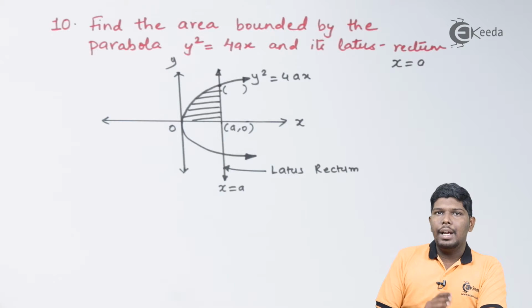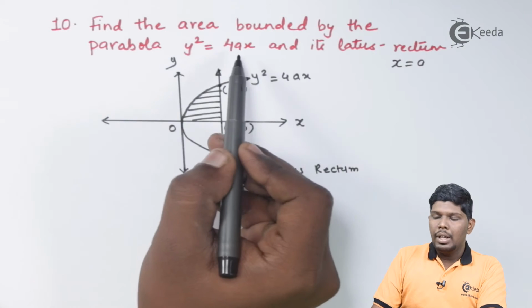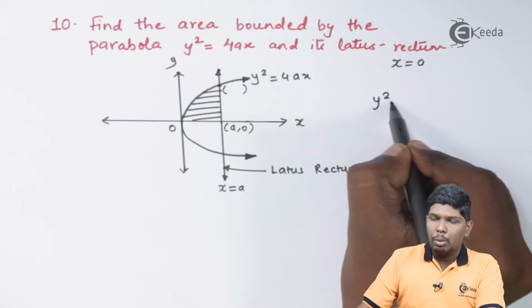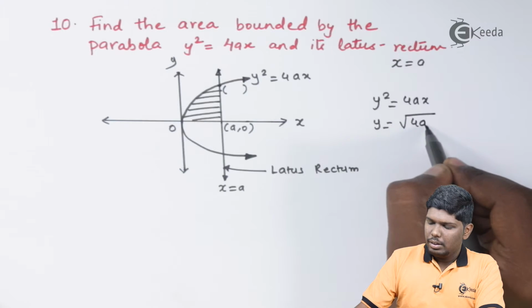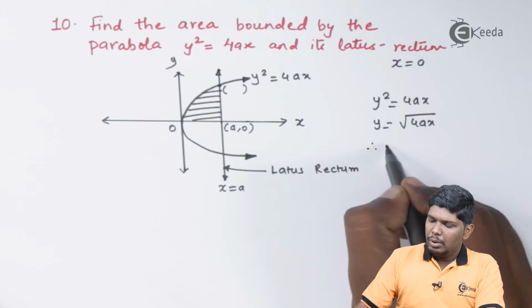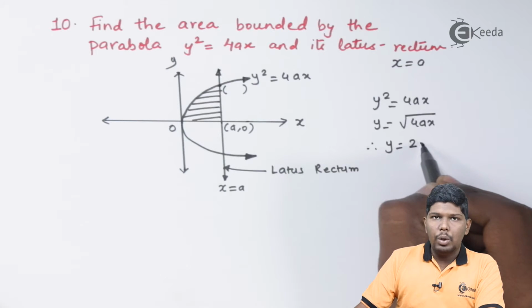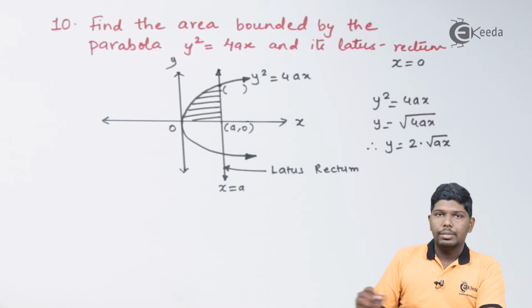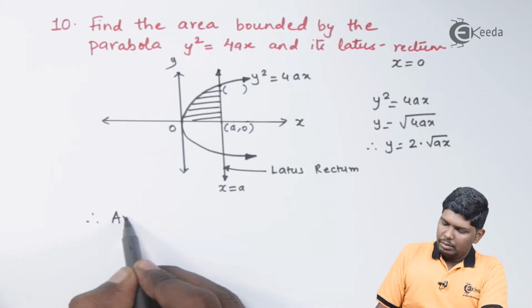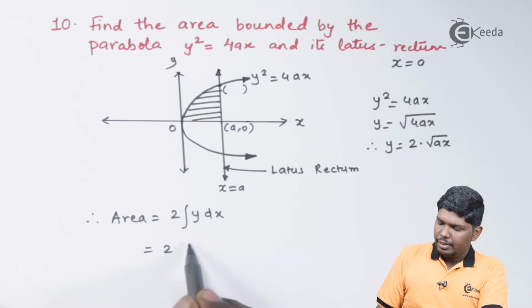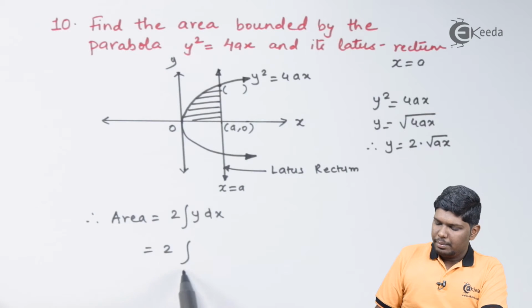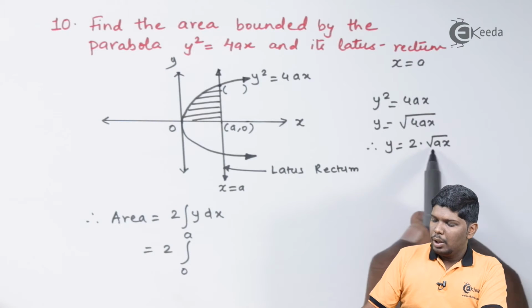Further, we will use the formula integral y dx, as here limits of x are known and the value of y will be obtained from the given equation of parabola. The given equation of parabola is y square is equal to 4ax. So y will be under root 4ax. This will give you 2 into under root ax. So let us find this area first and multiply it by 2. So area will be 2 into integral y dx. Limits of x are 0 to a and the value of y is 2 under root ax.